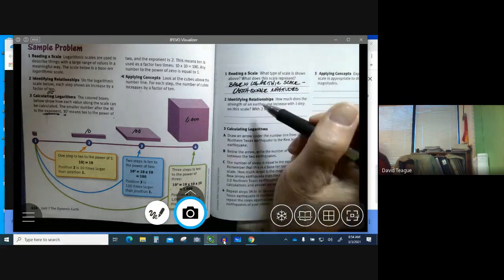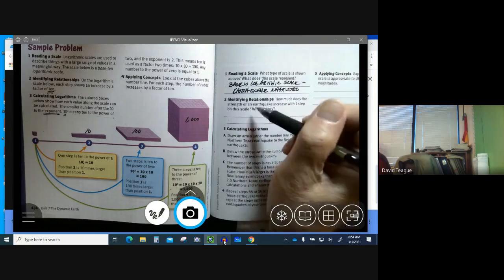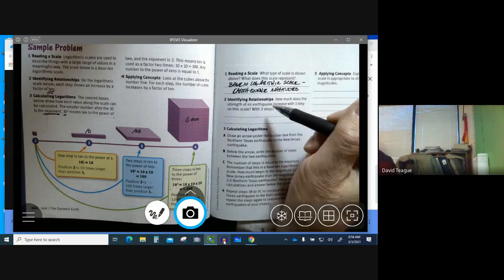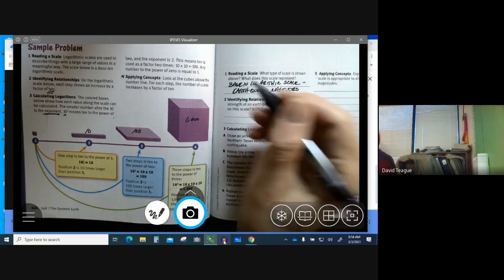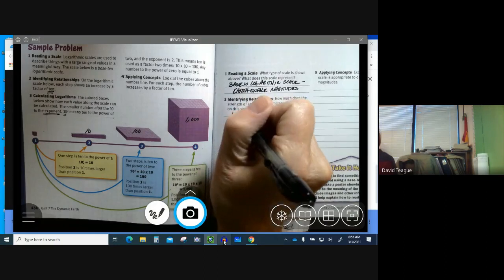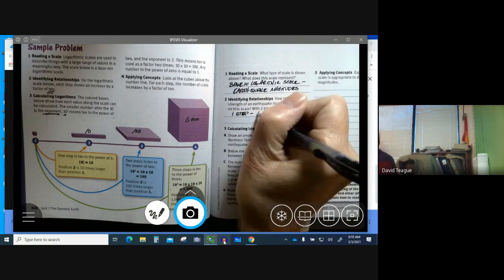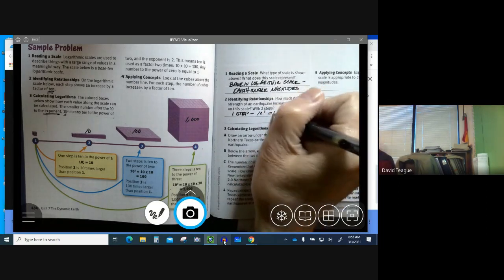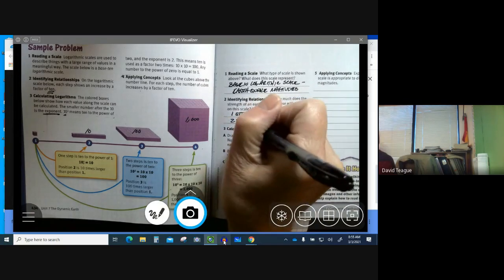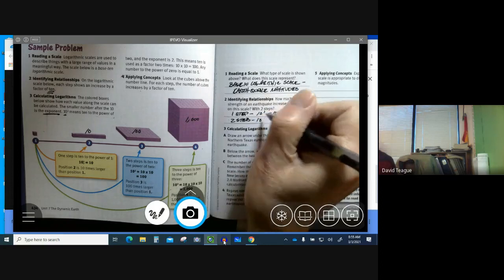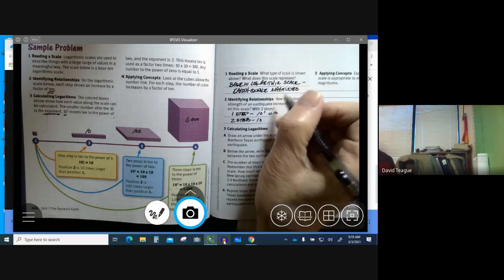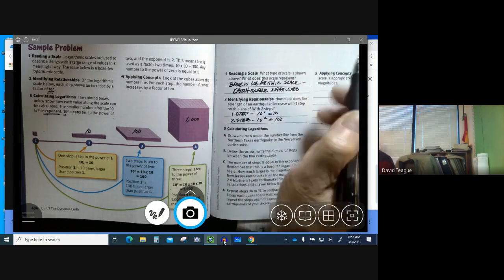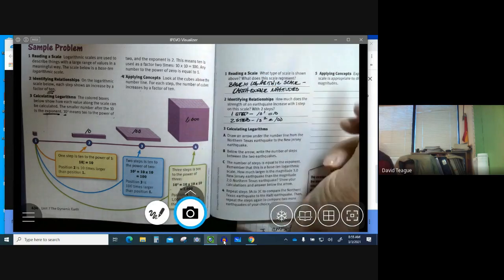Okay. Number 2, identify relationships. How much does the strength of an earthquake increase with 1 step on this scale and with 2 steps? So for 1 step, it's 10 to the first power, or 10. 2 steps, that's 10 to the second power, which is equal to 100. So it jumps 100. So from here to here, it jumps 100.